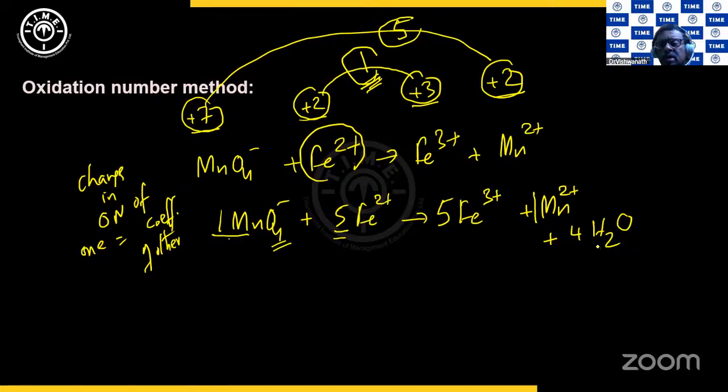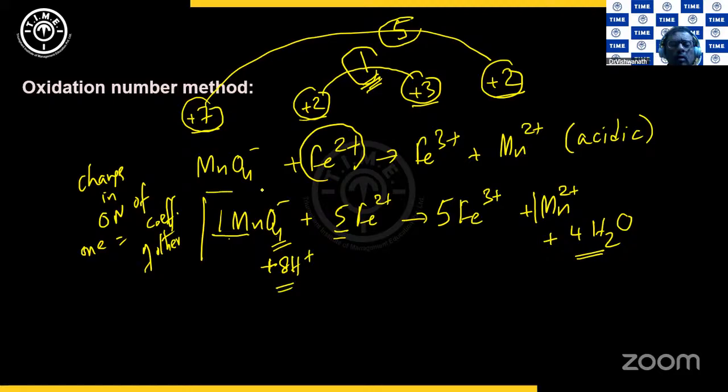But then while putting this, we have put 8 hydrogens here. So on the left hand side, there are no hydrogens. So put 8H+. So hydrogens are also balanced. And if I say that this takes place in an acidic medium, then no need to do anything on this. Now look at this. The charge is automatically balanced.